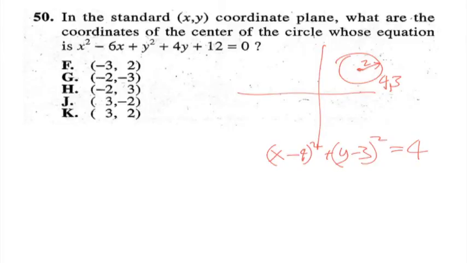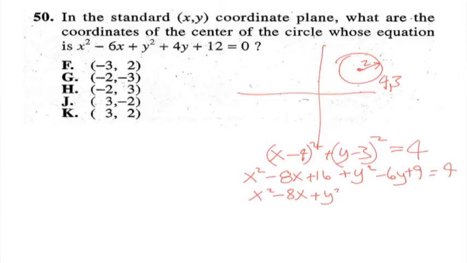What if we FOIL this out and we have x squared minus 8x plus 16 plus y squared minus 6y plus 9 equals 4. Now we're going to get our terms together, and we'll have x squared minus 8x plus y squared minus 6y. I add the 16 and the 9, and I get 25. Then I subtract the 4, and I get plus 21 is equal to 0. This is what the ACT has given us.